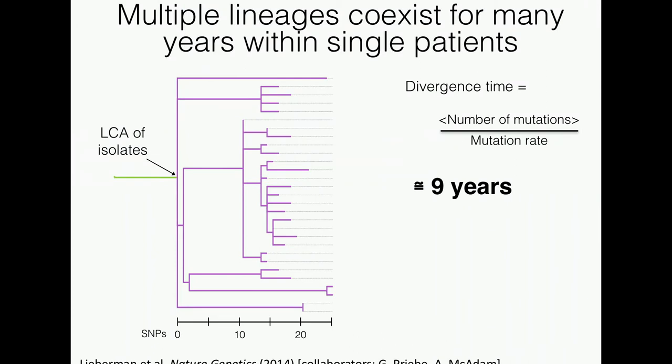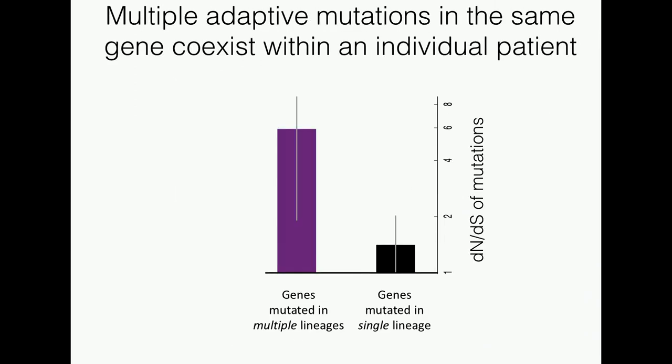Okay, so now given that that's a picture, we can ask, are there mutations that appear repeatedly, or genes that get mutated repeatedly, independently in different lineages within the same patient? And the answer is yes. And not only that, the answer again is that these genes and not others are enriched for a high ratio of non-synonymous to synonymous substitutions.